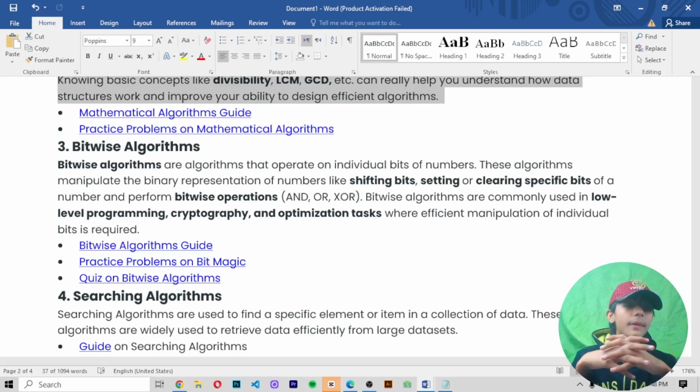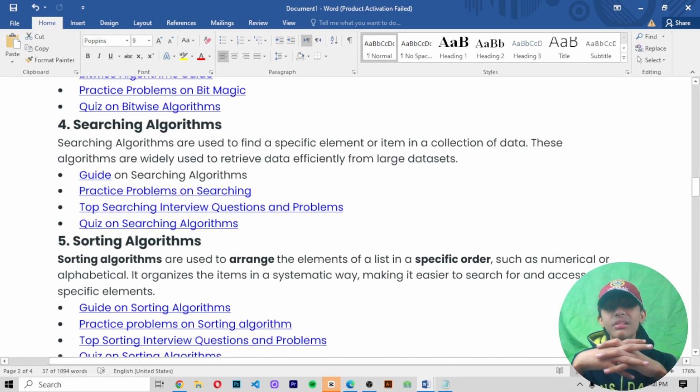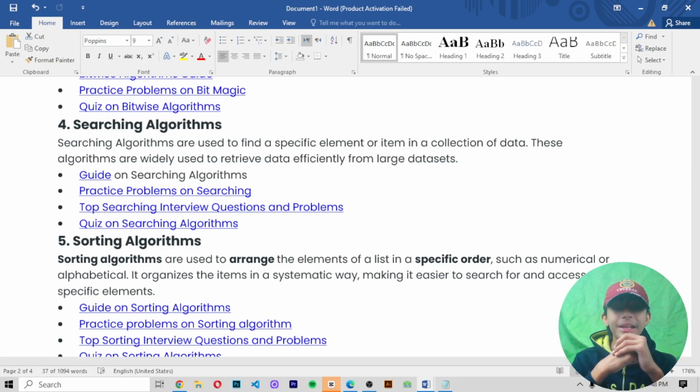Now, number 3, the bitwise algorithms, I have told you about. Number 4 is searching algorithms. Searching algorithms are used to find a specific element or item in a collection of data. These algorithms are widely used to retrieve data efficiently from a large data set. We will also make a detailed video on the searching algorithm, where we do practice problems on searching, the top searching interview questions and problems, and a quiz on searching algorithms.